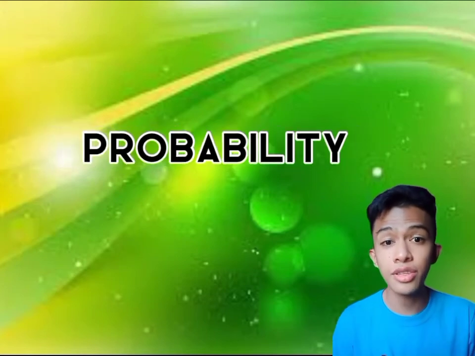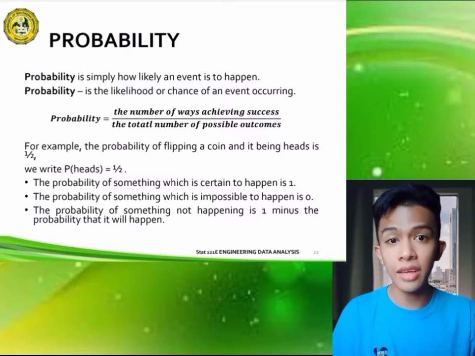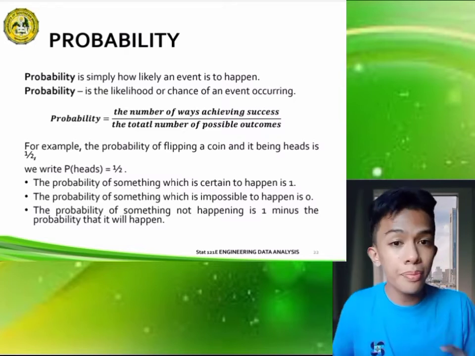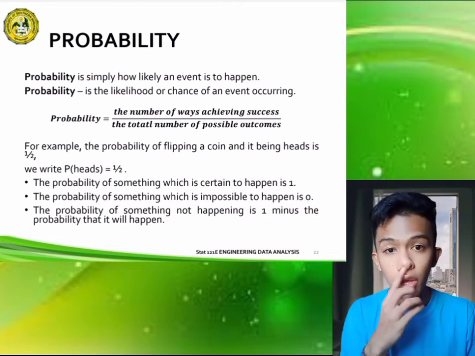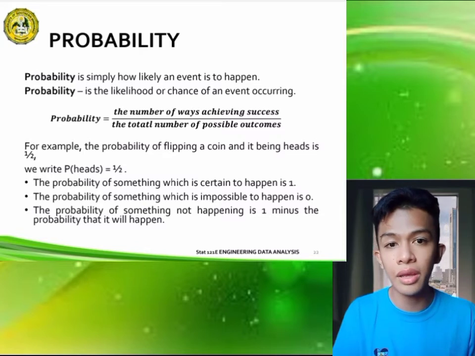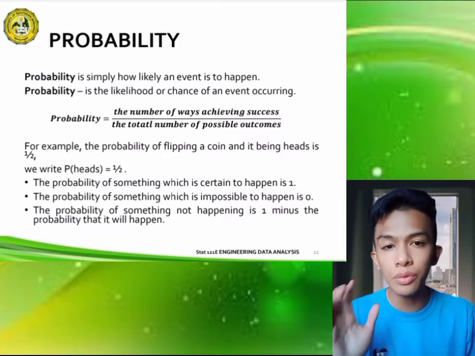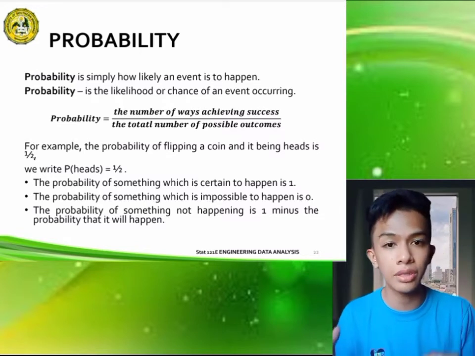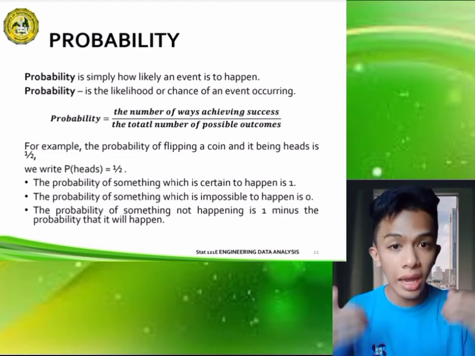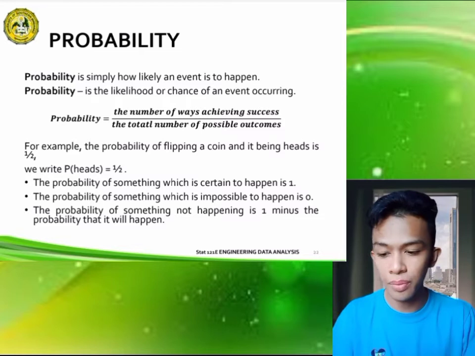This time, let's talk about probability. Probability is how likely an event is to happen. The probability of an event is a number between 0 and 1, where 0 describes impossibility and 1 describes certainty. So in simple words, probability is the chance of an event occurring. Kung ilan po ang chance niya sa puso mo, parang ganon.